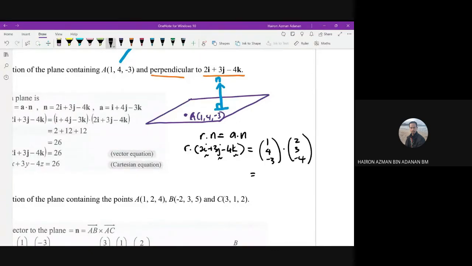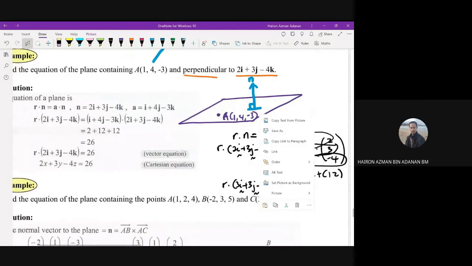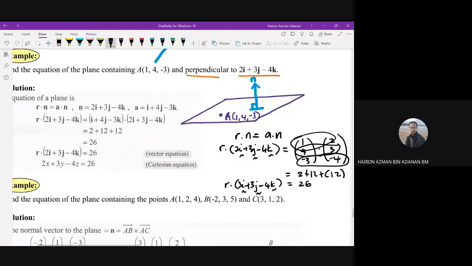Okay, now you try to calculate this one on your right. 1 times 2 is 2, plus 4 times 3 is 12, plus -3 times -4, that is 12, right? 12 plus 12 is 24, plus 2 is 26. Okay, 26. So then you rewrite it again. So this one is your vector equation of the plane. Done. Vector equation of the plane.